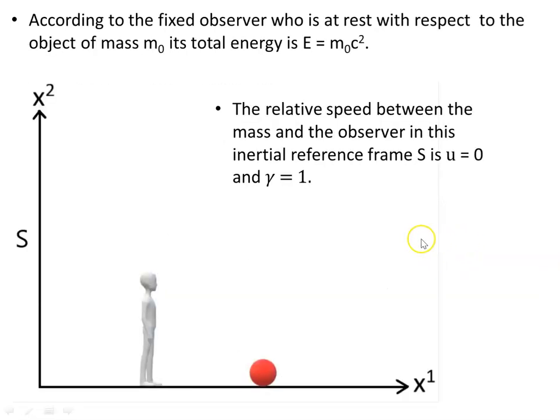So let's start with some fixed observer in a reference frame, and in the same reference frame, at rest with respect to the observer, is an object, a little red ball here. There's no relative motion between the observer and the ball in this frame. The ball is at rest with respect to the observer, and so the total energy of the object, the ball here, is its rest mass times c squared.